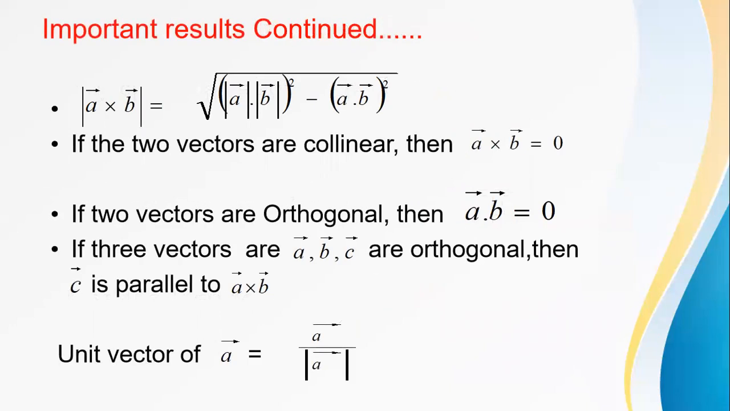Modulus of A cross B equals root of modulus of A into modulus of B whole square minus A dot B whole square. If two vectors are collinear, then A cross B equals 0. If two vectors are orthogonal, then A dot B equals 0. If three vectors A, B, C are orthogonal, then C is parallel to A cross B. Unit vector of A equals vector A divided by its modulus.